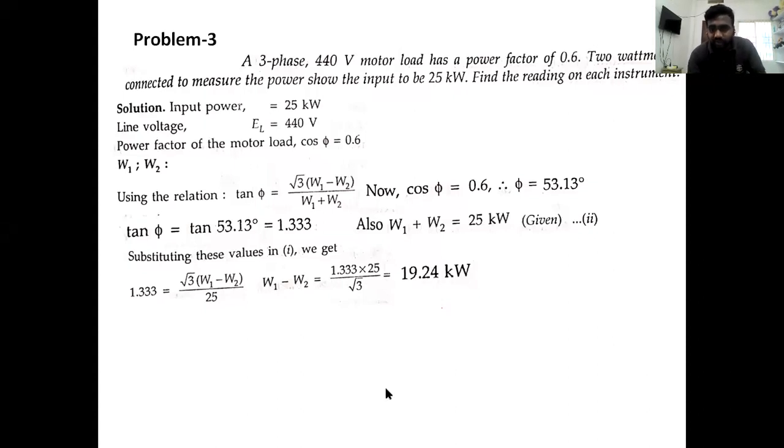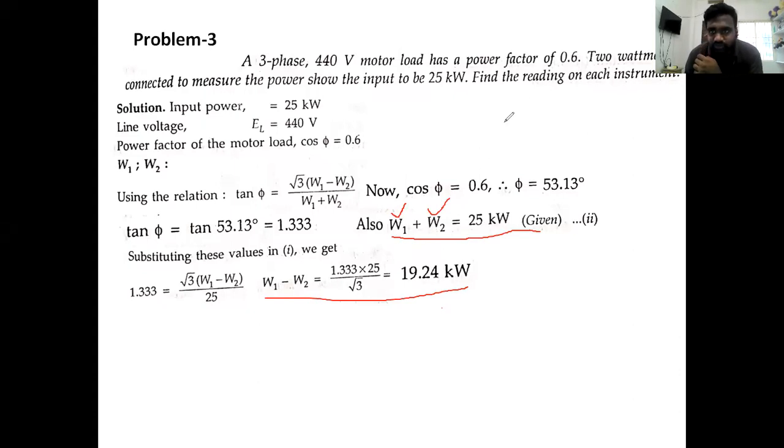Now at this point of the problem, we know the value of W1 minus W2 is equal to 19.24 kilowatts, and W1 plus W2 is equal to 25 kilowatts. What is our main objective? Our main objective is to find out the power at the individual wattmeters, that means how much power is flowing through W1 and how much through W2.